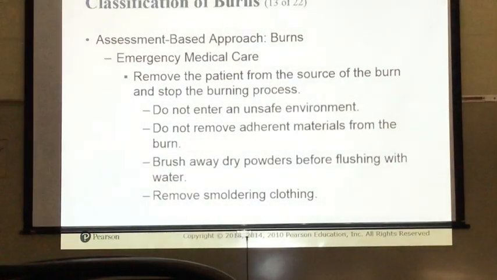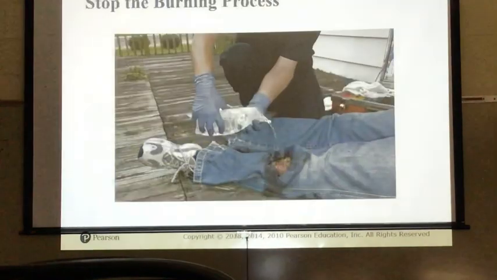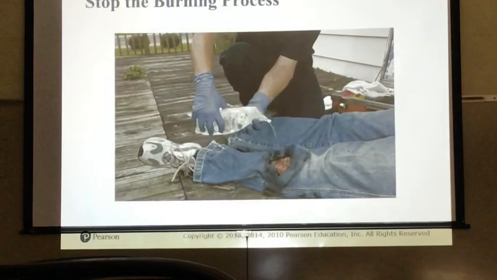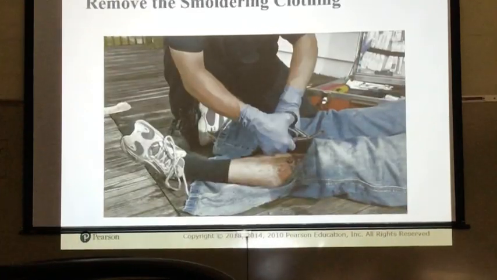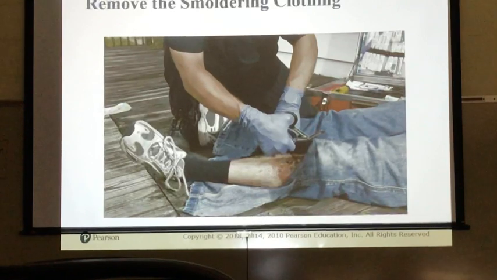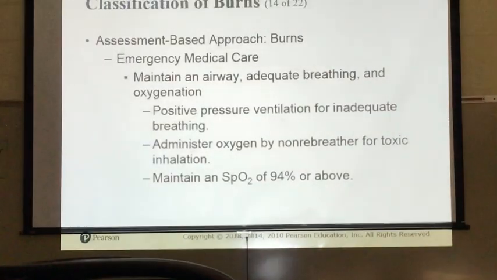Alright, emergency care. Remove the patient from the source of the burn and stop the burning process. Do not ever enter an unsafe environment. Do not remove adherent materials from the burn. Brush away dry powders before flushing with water and remove the smoldering clothing. Also take off any jewelry. After the patient has been removed from the source, you can stop the burning process by using water or saline. If clothing remains adhered to the patient, cut around that area. We don't want to make things worse.